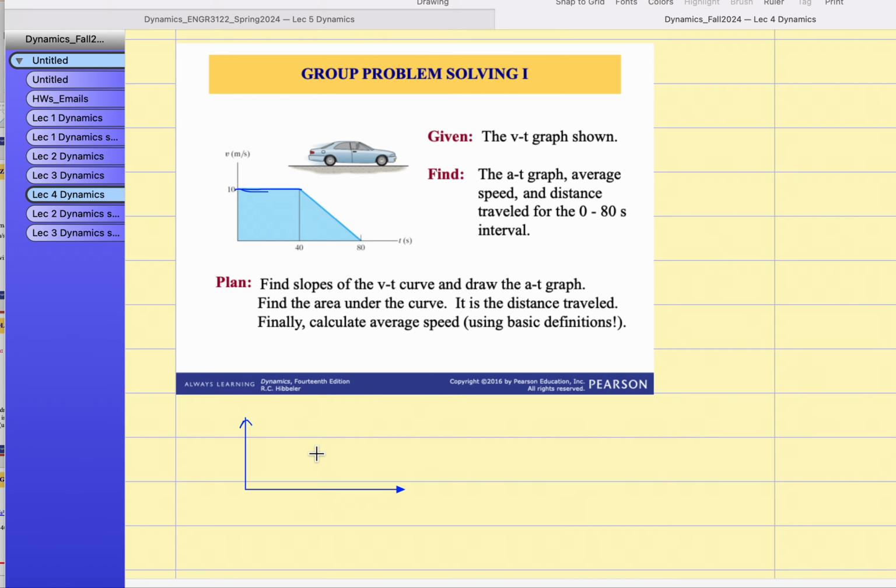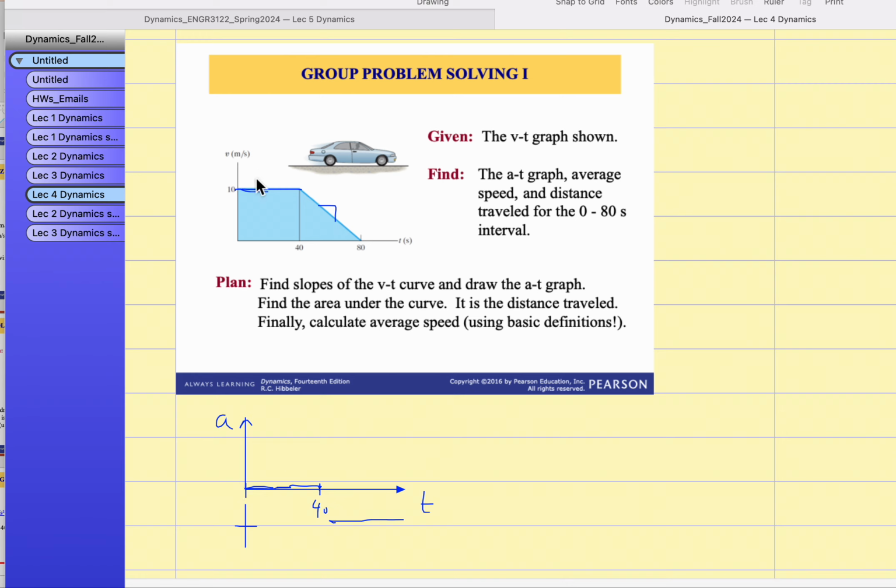0. So the first line for the acceleration term would be 0 up until 40 seconds. Agreed? And the slope for the second piece is negative. Okay? It's negative. So can I write down here? Draw a line. Now let's go to the numbers. So this one is 0.